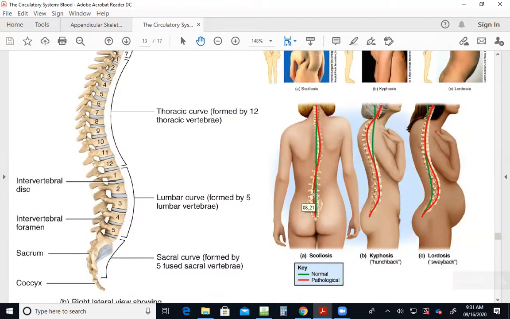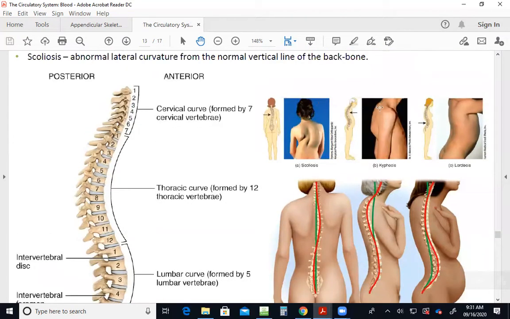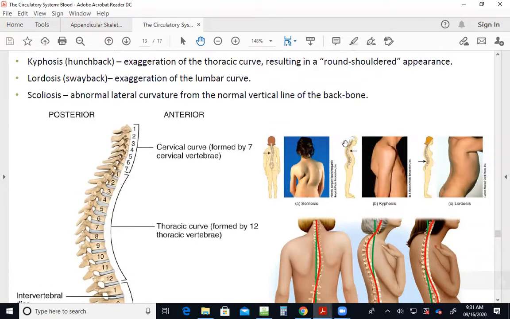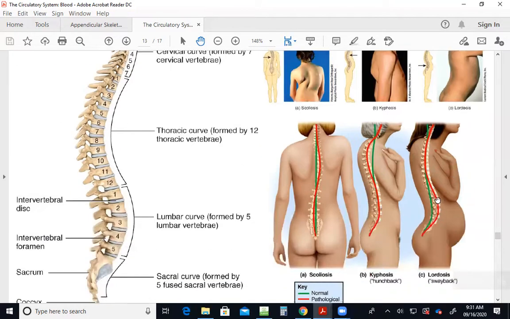And kyphosis, also known as hunchback, because it creates that round shouldered appearance. You can see that. Also, this is common in what population? Older people, okay? It is due to an exaggeration of thoracic curvature. And then lordosis or swayback is where the lumbar spine is kind of projecting too far forward. Okay, very common in pregnancy. Women, I should say, they get pregnant, get that big bulge in their belly.